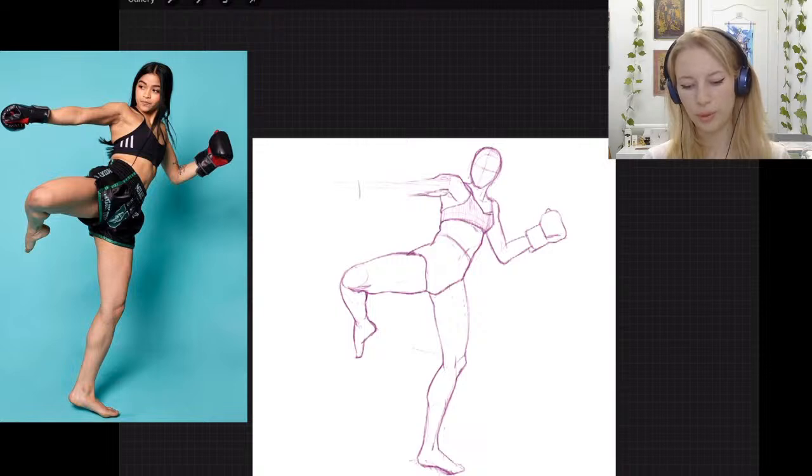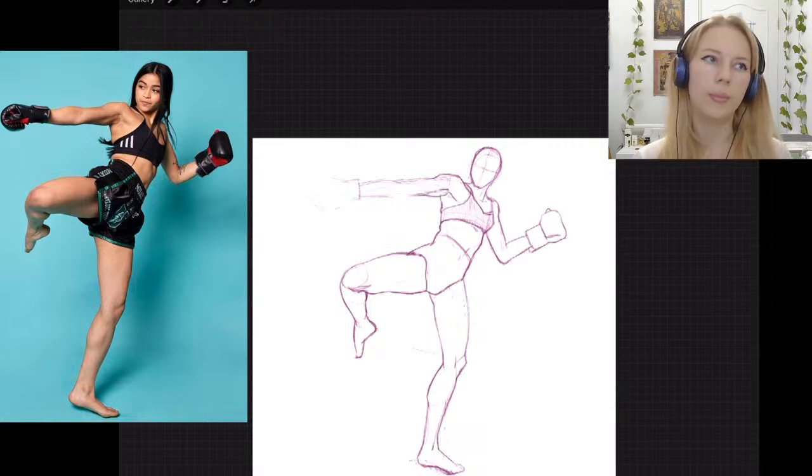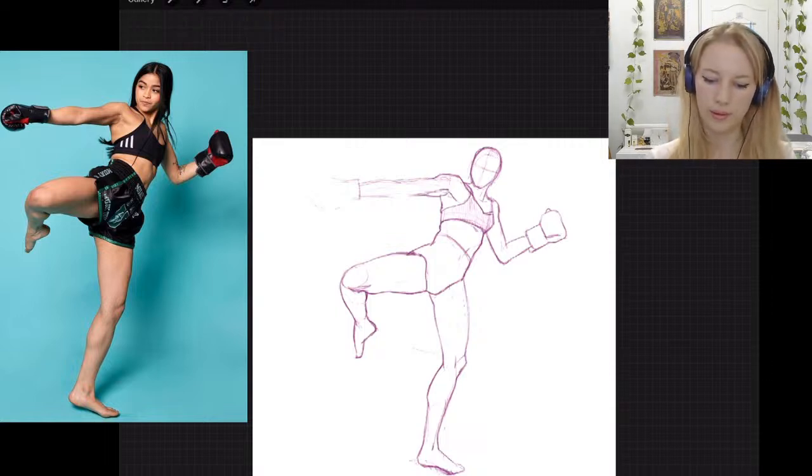Don't forget to compare the shapes between each other, like where one shape has ended and where another has started. This will help you to check your proportions, to check the overall flow, and you will not end up drawing things in places where they will look weird after it.